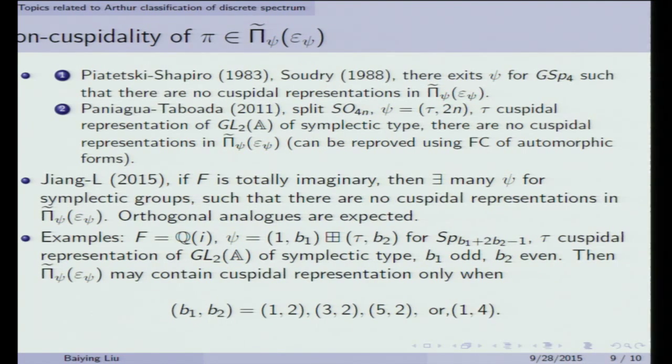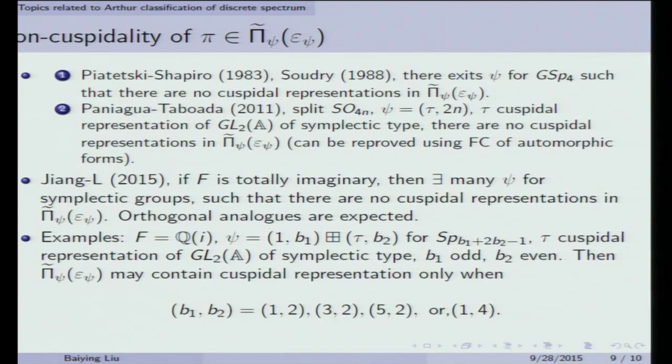So there are indeed many packets that have no cuspidal representations inside. We have the assumption that F is totally imaginary. So really, the fact we reduce to is a simple fact that over F, any non-degenerate quadratic form of dimension bigger or equal to 5 is isotropic. Just this fact. So from this example, one can see that automorphic forms over Q(i) are really different from automorphic forms over Q. Since if we take Q, it is expected that if, say, b1 is 1, there are cuspidal representations inside. That's work of Ikeda.